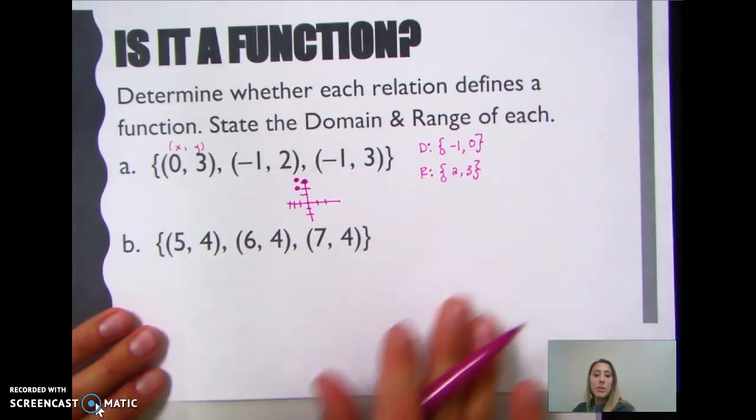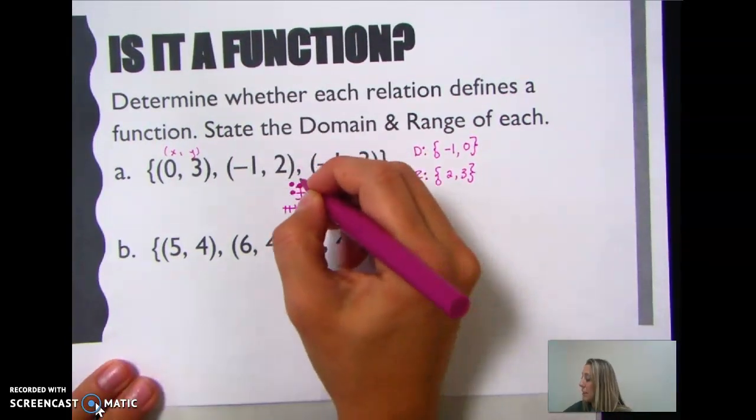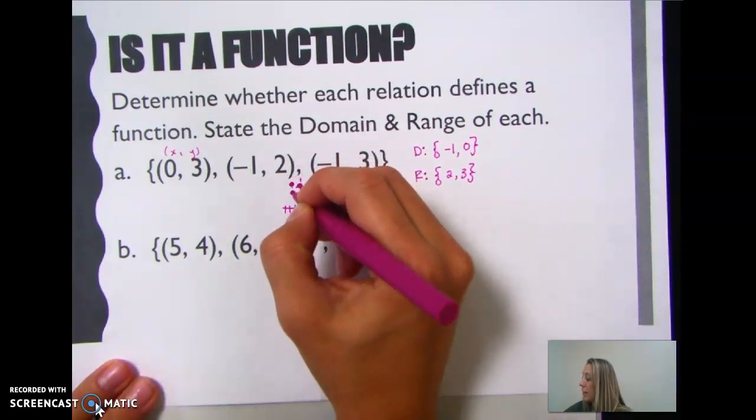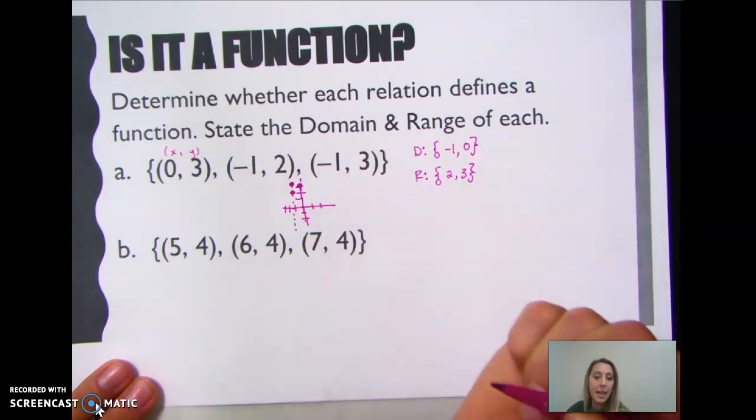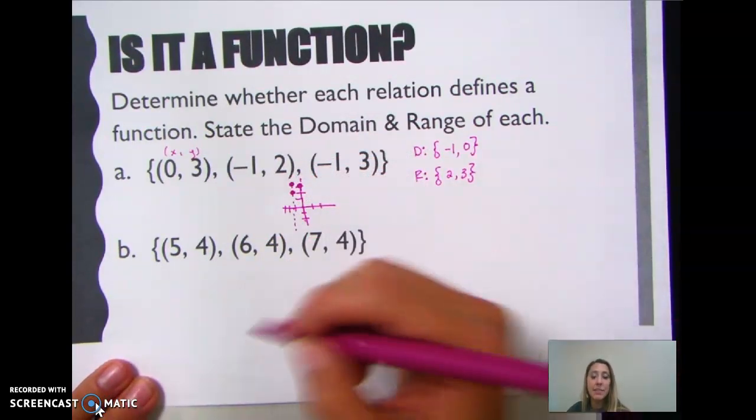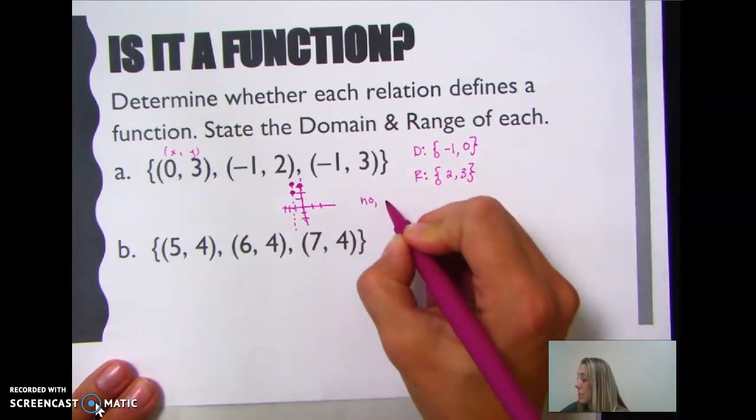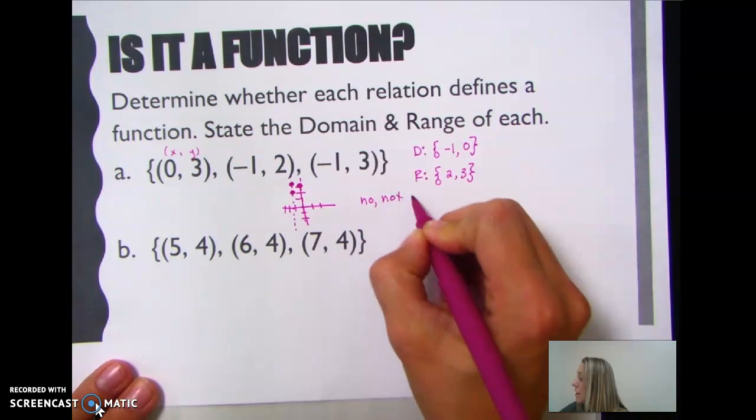So now if I'm looking at that graph, if I draw an imaginary line anywhere through here, if I hit any 2 points, then it can't be a function. And the reason why that is it doesn't pass that vertical line test. So no, this relation is not a function. No, not a function.